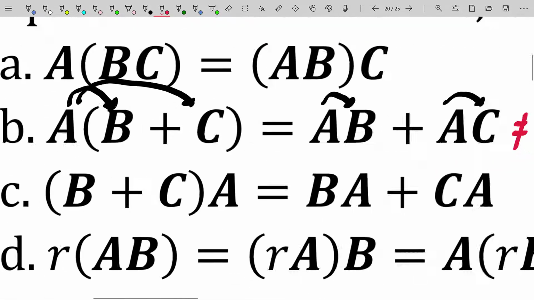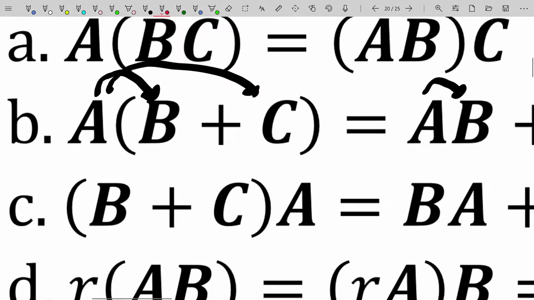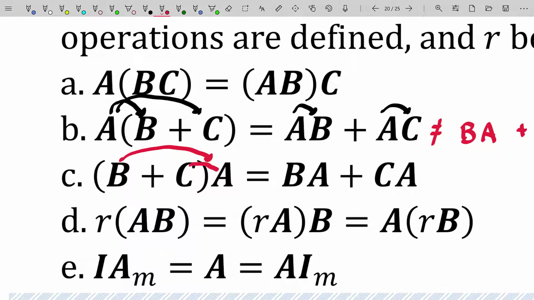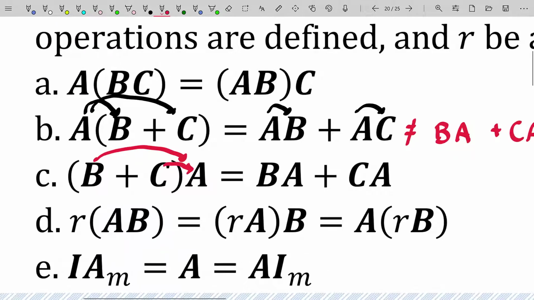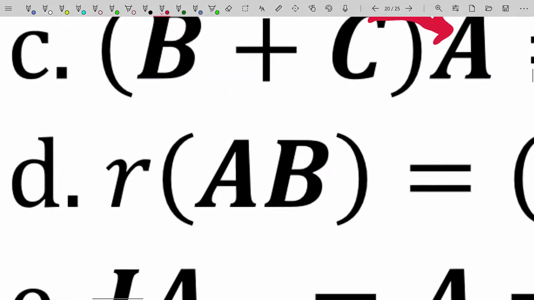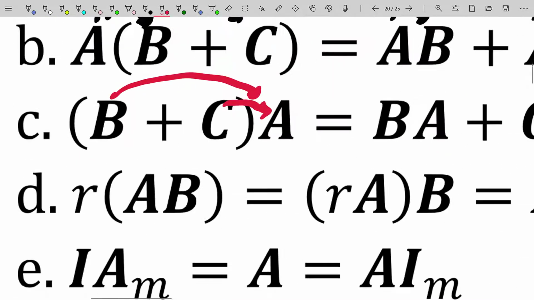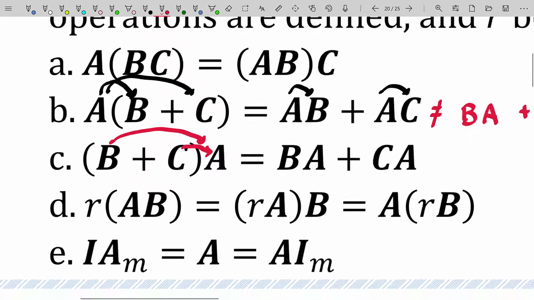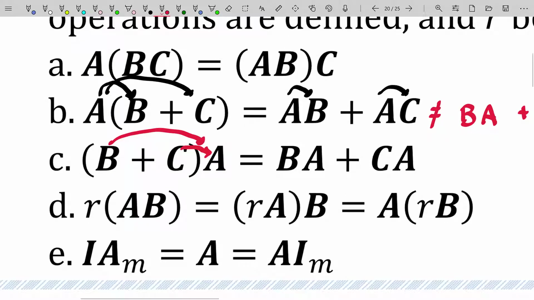Then we have the other distribution property: B plus C, times A. Well, that's the same as B times A plus C times A. Again, that's not going to be the same as AB plus AC. A scalar multiple of a product of matrices, well, you could apply that scalar to the first matrix, then take the product, or apply the scalar to the second matrix and then take the product.